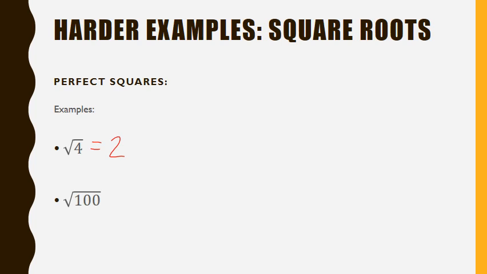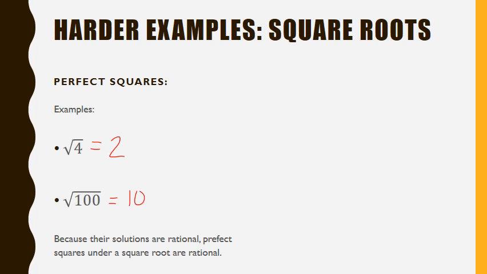Then we have to think through, here's a second example. Square root of 100, which is equal to a number times itself that will give us 100, which would be 10, because 10 times 10 is 100. So both of those are perfect squares because we get a whole number answer. Because their solutions are rational, because their solutions are whole numbers, perfect squares under a square root are rational. Perfect squares are rational.